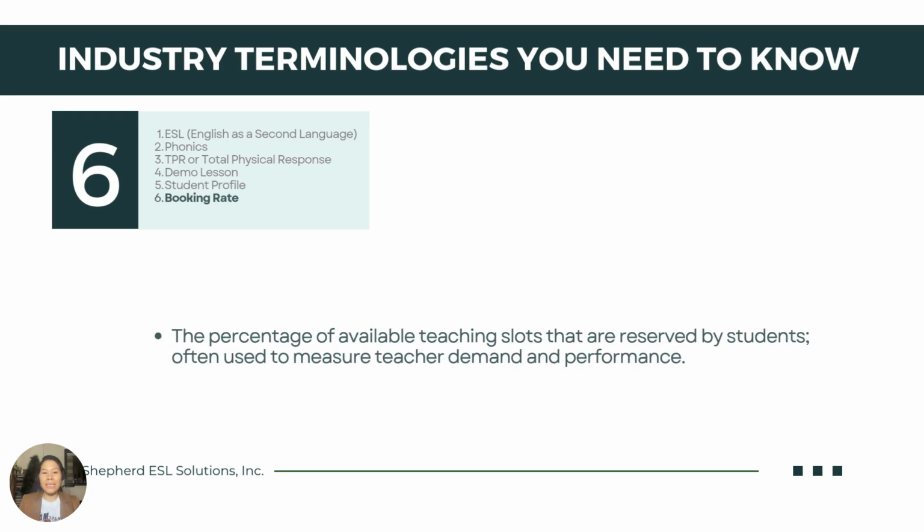And last but not the least, you may also hear this one from time to time: booking rate. Basically, it's the percentage of available teaching slots that are reserved by students. For example, in one day, you have 10 open time slots on the website, and 5 out of 10 were booked or reserved by students. That means a 50% booking rate. Again, booking rate. So that's it.